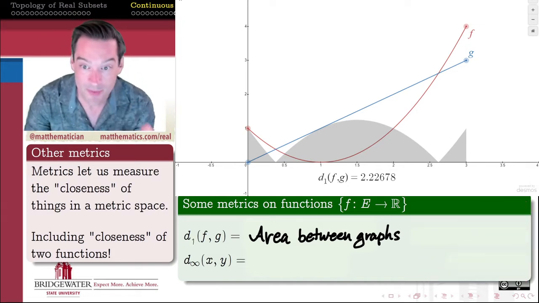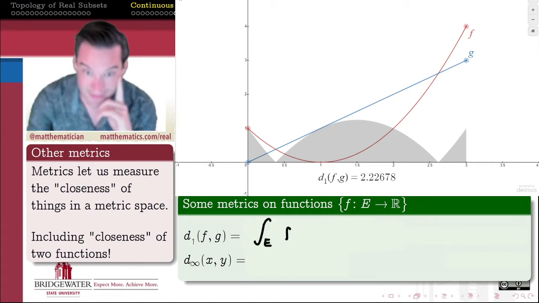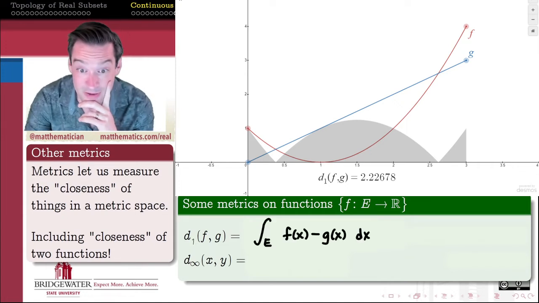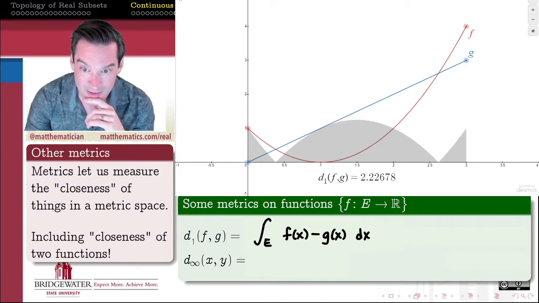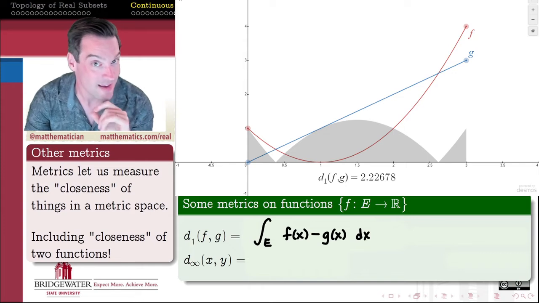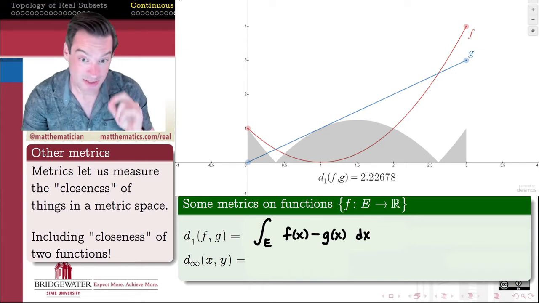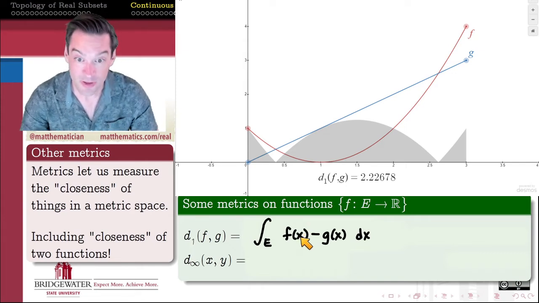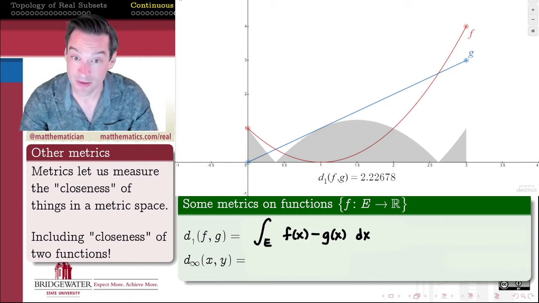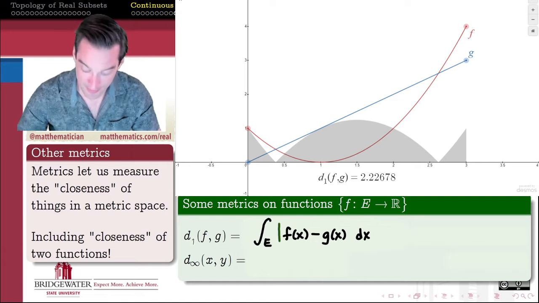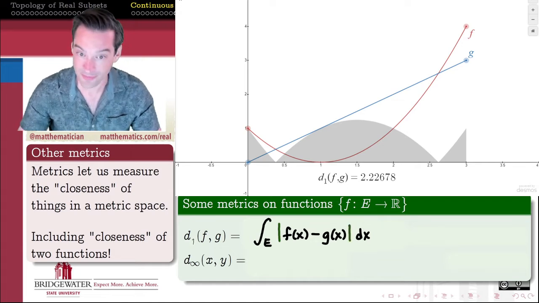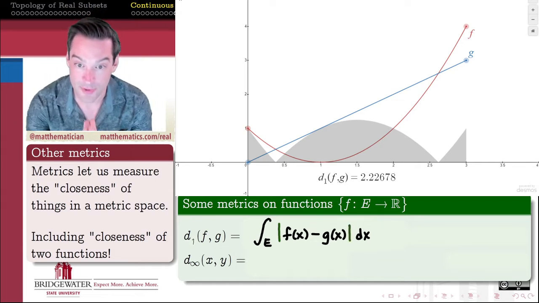So if I want to know something about the area in between 2 graphs, I probably want, yes, an integral. If I take the integral of the difference of f and g, that's not quite going to get me exactly what I want. It's not going to give me a metric necessarily, because I don't know for sure that this integral is going to be non-negative. So in order to make this integral non-negative, I want to slap some absolute values around the difference of f with g. And in doing so, I get something called the 1 metric.